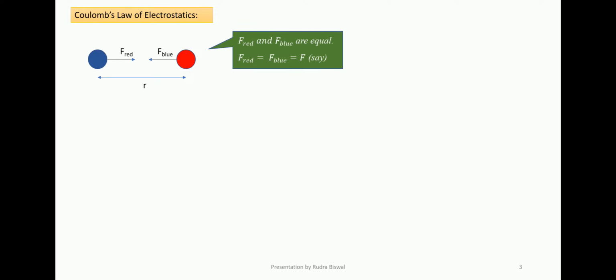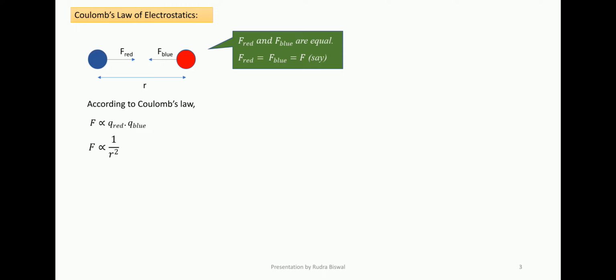Suppose we have two opposite charges labeled blue and red, separated by distance small r. F red and F blue are the forces of attraction produced by them on each other. For a while, just remember that F red and F blue are equal in magnitude, so let's call it commonly F. Now according to Coulomb's law, the electrostatic force is directly proportional to the product of the two charges and inversely proportional to the square of the distance between the charges.